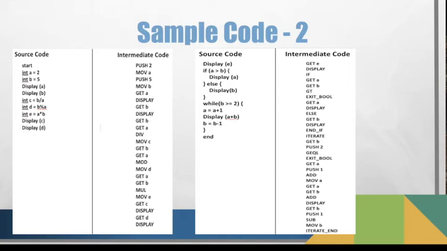If b is greater than or equal to 2, it will enter into the braces. It will update the value, incrementing a to a plus 1, and display the addition of a and b. Then it will set b equal to b minus 1. And this closed curly bracket corresponds to the iterate end in the intermediate code.